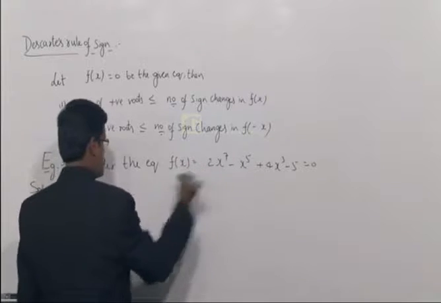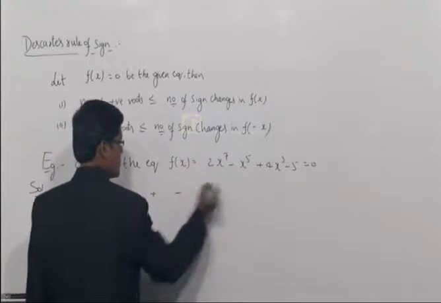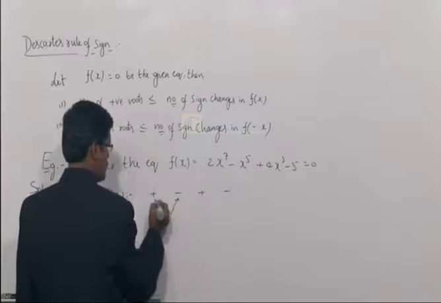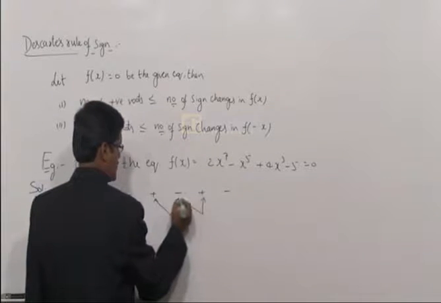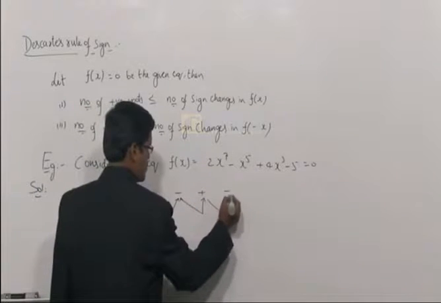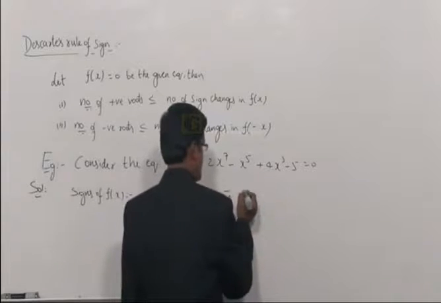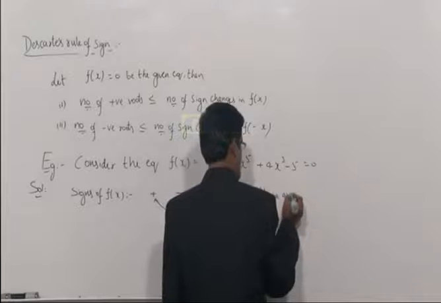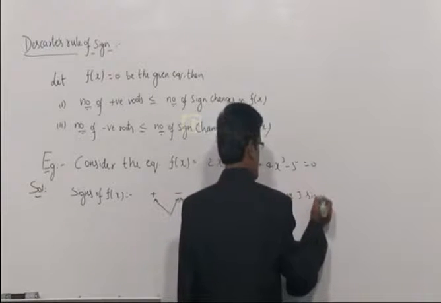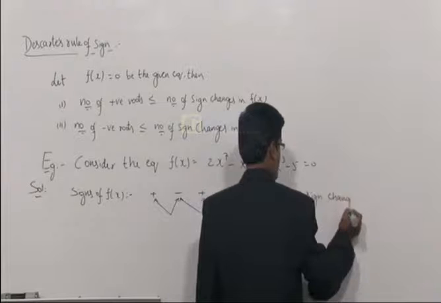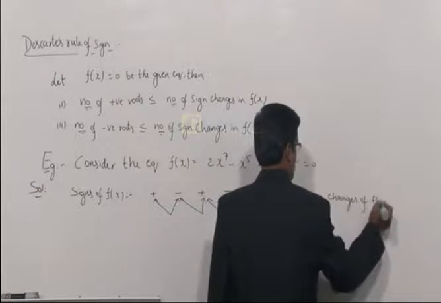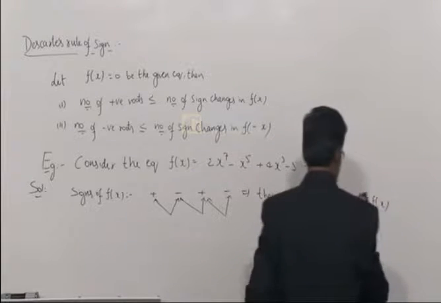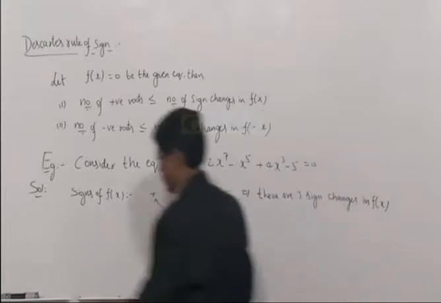What is the first term's sign? Positive. What is the next term's sign? Minus. What is the next term? Plus. What is the next term? Minus. So how many changes? First change, plus to minus; second change, minus to plus; and again third change, plus to minus. That implies there are 3 sign changes in f(x).